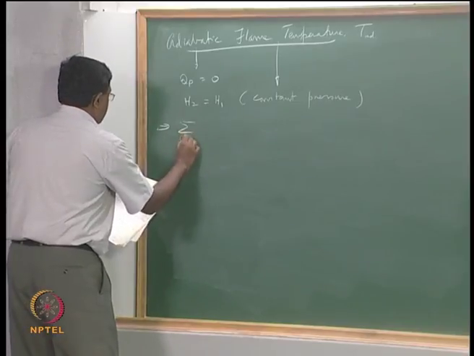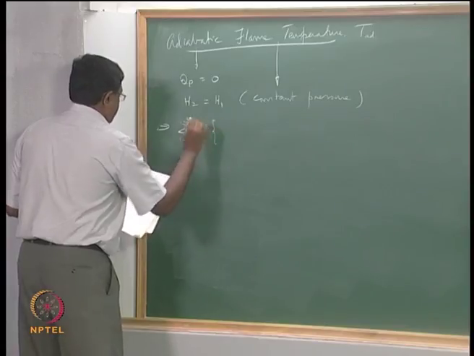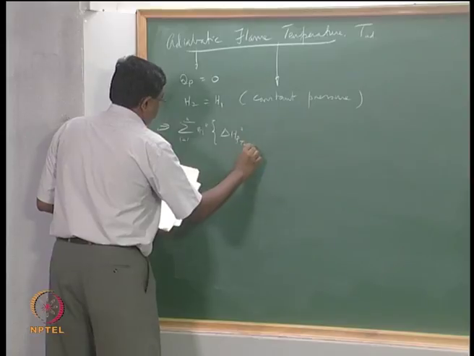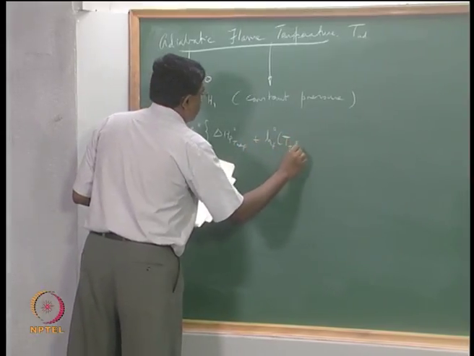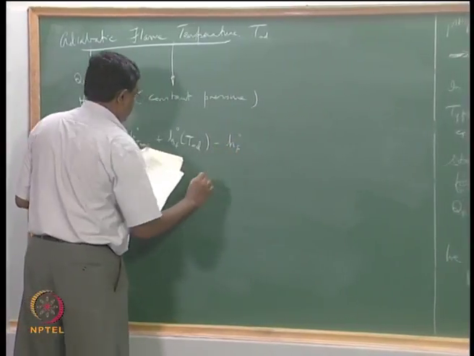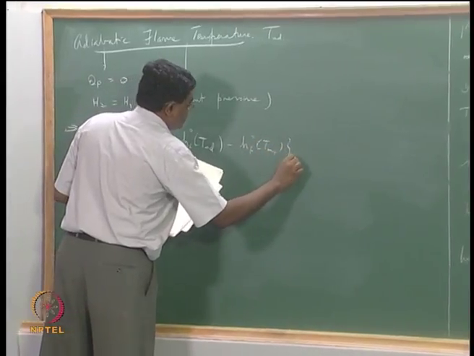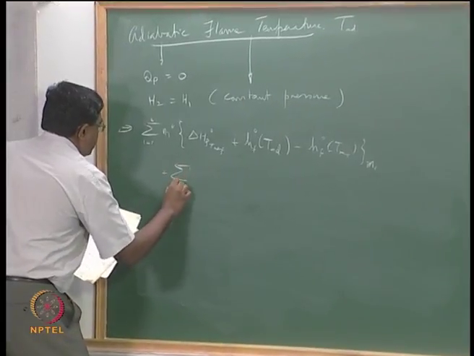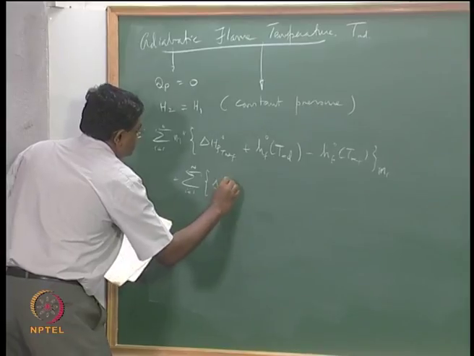sigma i equals 1 to n ni double prime, open up the curly brackets and then say delta hf naught at T ref plus hf naught at T ad, okay, minus hf naught at T ref, all for species Mi, equal to sigma i equals 1 to n ni prime delta hf.